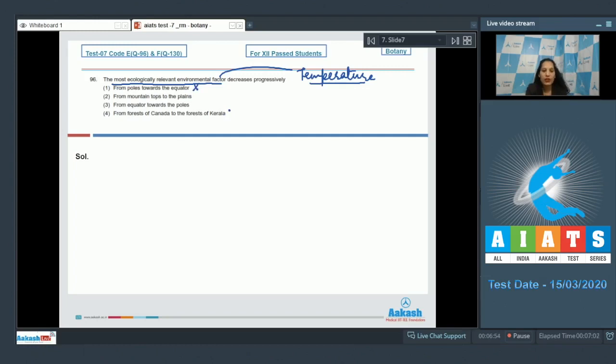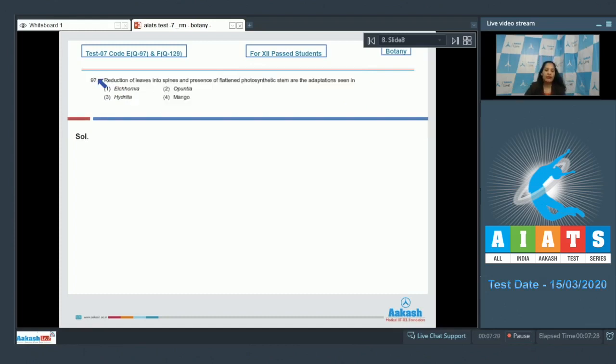Second, from mountain tops to the plains? No, again it increases. Third one, from equator towards the poles? Yes, it decreases from equator towards the poles. Fourth one, from forest of Canada to the forest of Kerala? No. So the correct option for the given question is option number 3. Let's move to the next question.